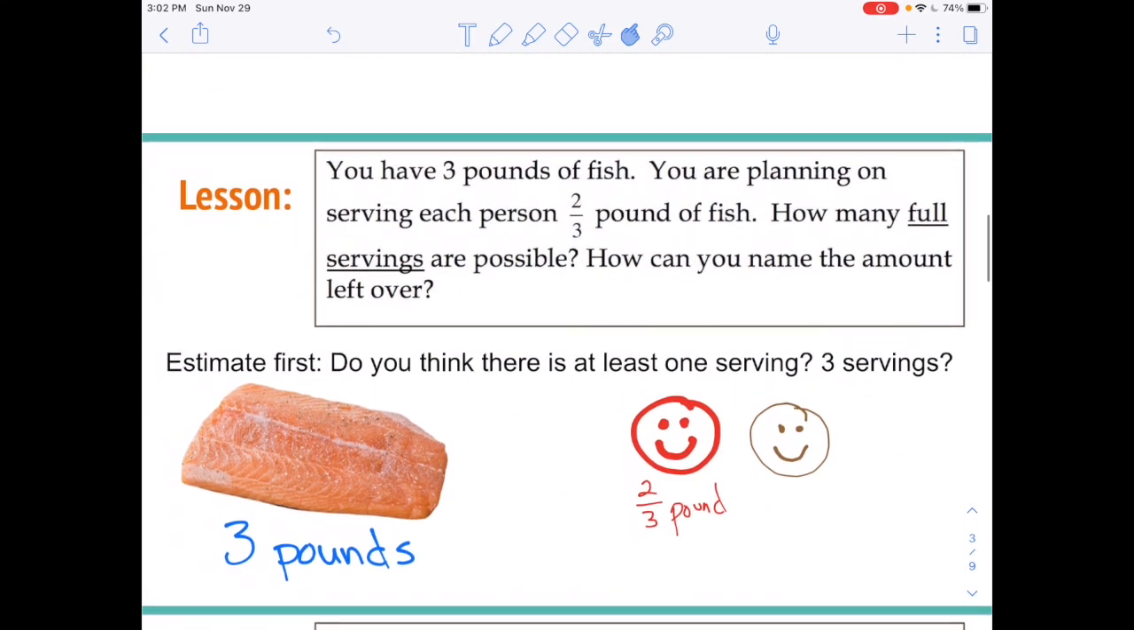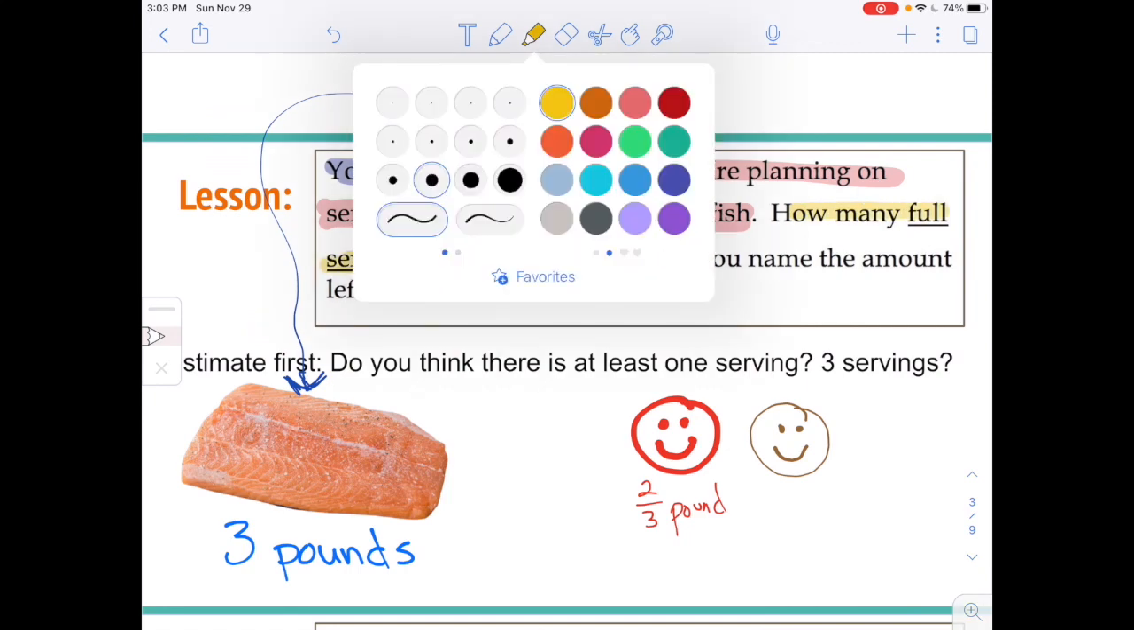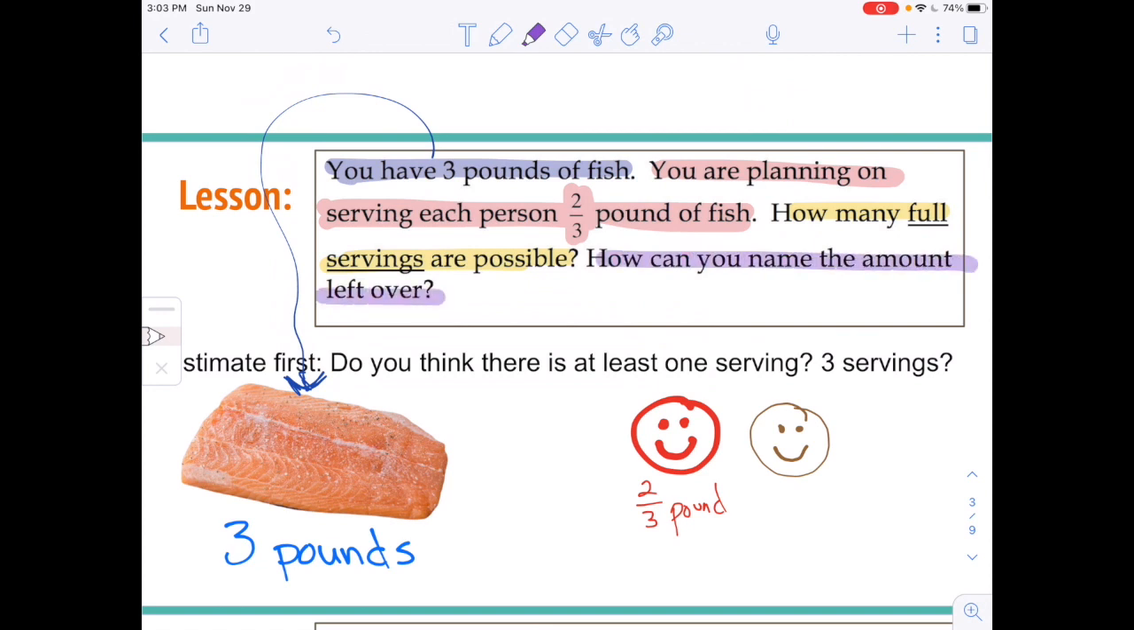You have 3 pounds of fish. I picked salmon. Here that is, right down here. I've got 3 pounds of fish. I'm going to have a party. At my last party, there was ice cream. There was Ben & Jerry's. At this party, I'm going to serve each person 2/3 of a pound of fish. Not 2/3 of a fish, 2/3 of a pound of fish. And I want to know how many full servings are possible. And if there's a leftover, how I can name the amount that's left over.